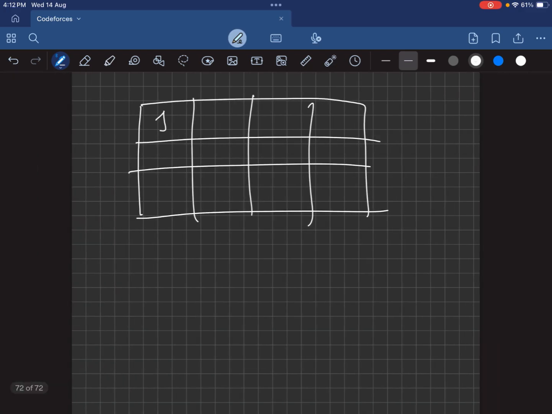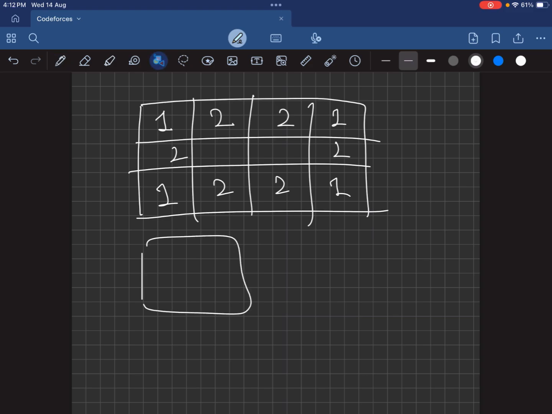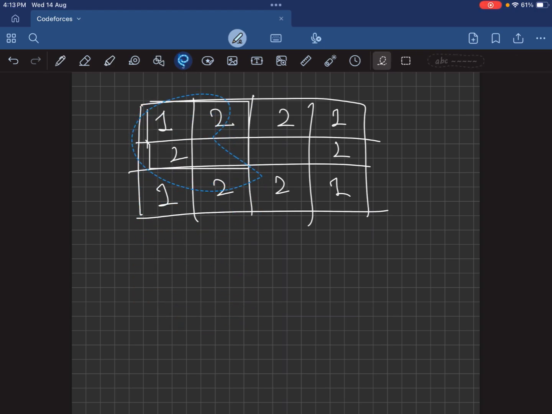So for example, these corner cells will only come in one k cross k subgrid. These cells will come in two k cross k subgrids. How? I'll show you. Sorry, bad drawing. Okay, this should work. If you look at the one pointed to, this particular cell, which is marked by blue, will come in these two subgrids. And similarly the center one will come in 4 k cross k subgrids.